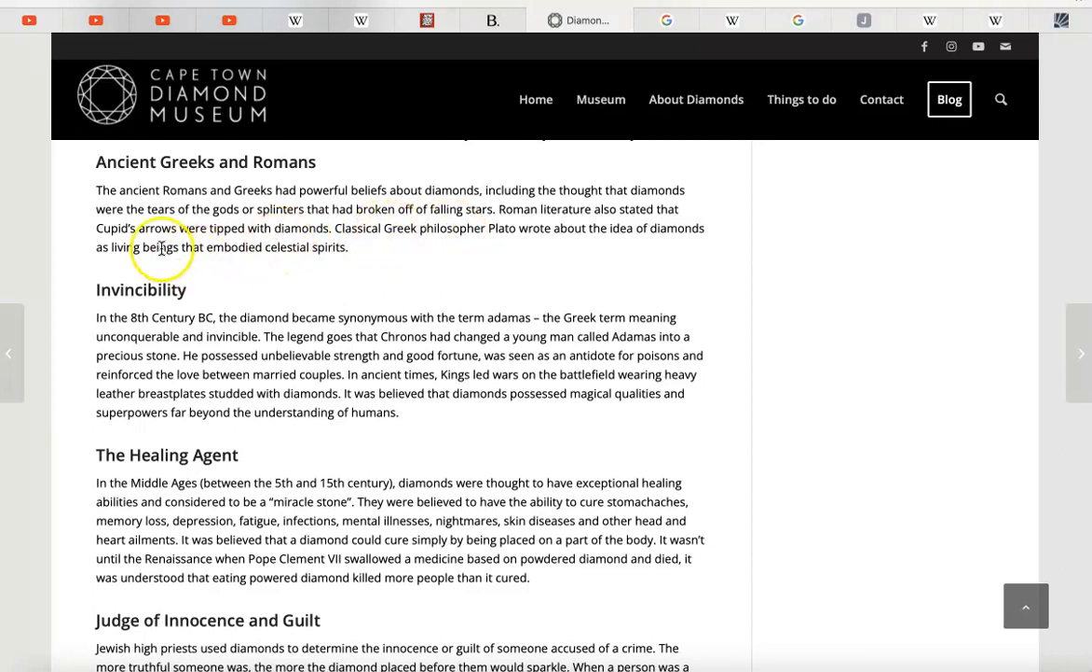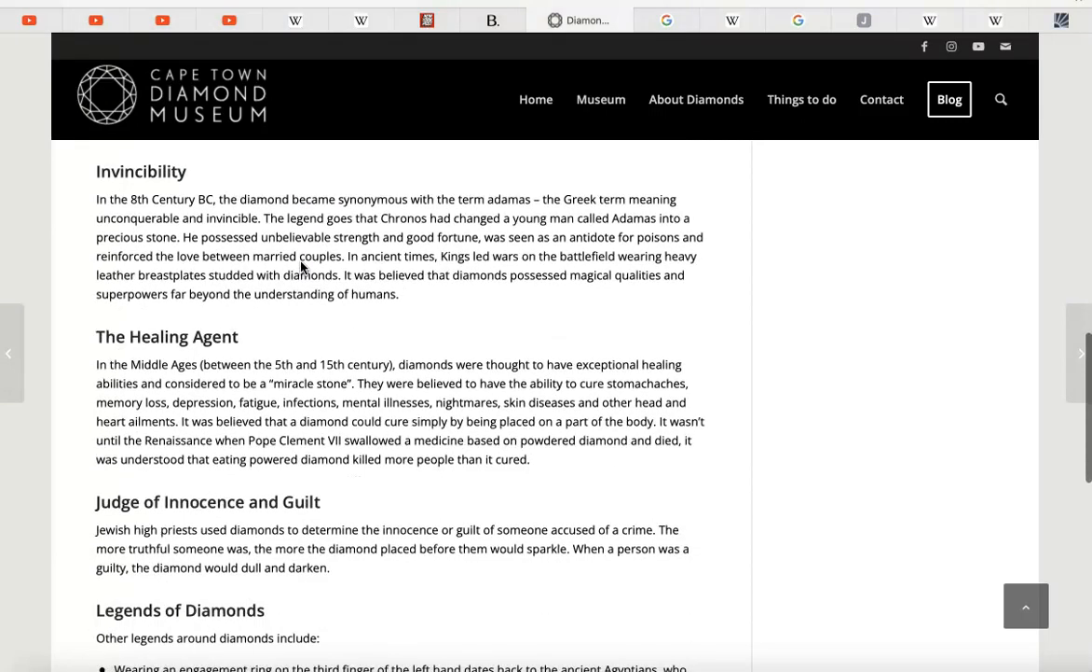Roman literature also stated that Cupid... I already read this. This might be a little bit different. Classical Greek philosopher Plato wrote about the idea of diamonds as living beings that embodied celestial spirits. Well, that's interesting. Okay. Oh, here we go.